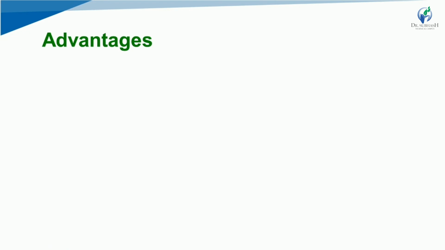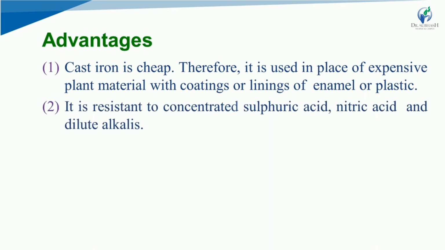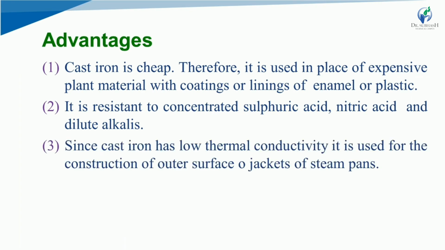Now we are going to focus on advantages. The first one is that cast iron is cheap. Therefore, it is used in place of expensive plant material with coatings or linings of enamel or plastic. It is really cheap. That is the biggest advantage, so you can use it anywhere. It is resistant to concentrated sulfuric acid, nitric acid, and dilute alkalis. Since cast iron has a low thermal conductivity, it is used for the construction of the outer surface of jackets or steam pans.